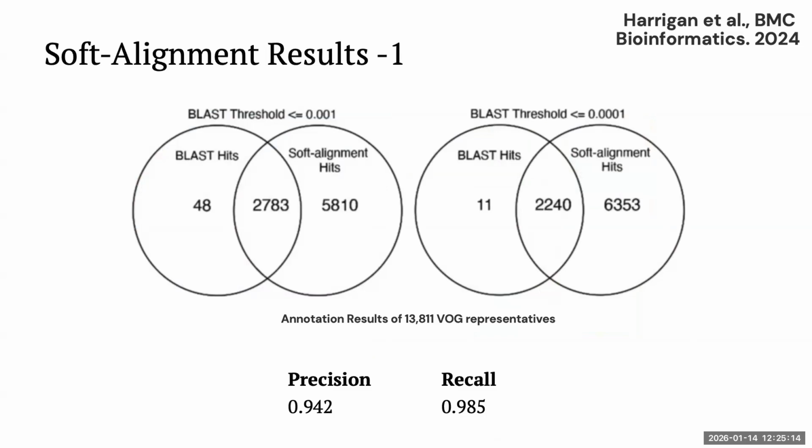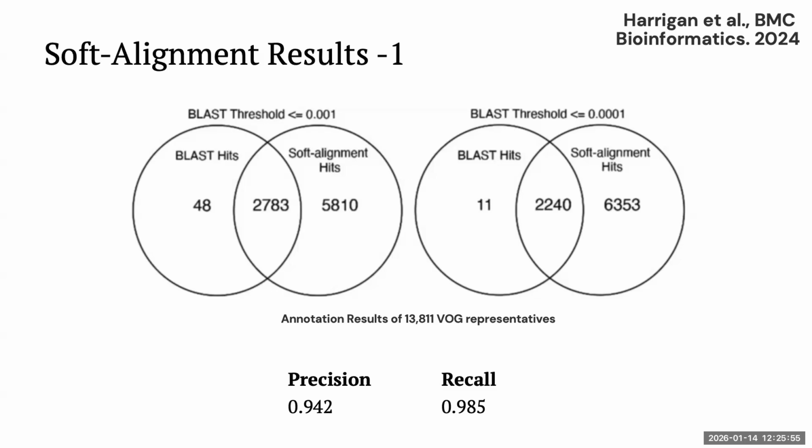So we've tested it on a bunch of different data sets, and I'm just showing you one of the results here that essentially takes 13,000 VOG representative sequences from viral orthologous groups and tries to annotate them with a threshold of 1e minus 3. BLAST is able to annotate 48 sequences that we can't annotate. We're able to annotate 5,810 sequences that BLAST can't find, and we both find about 2,783 sequences. So, incredible results.